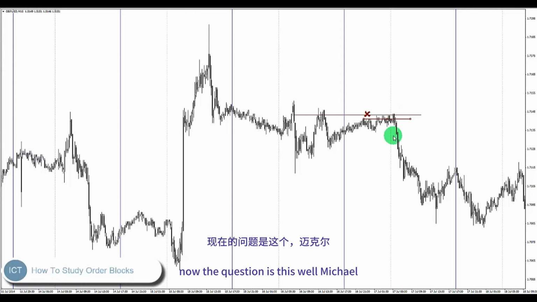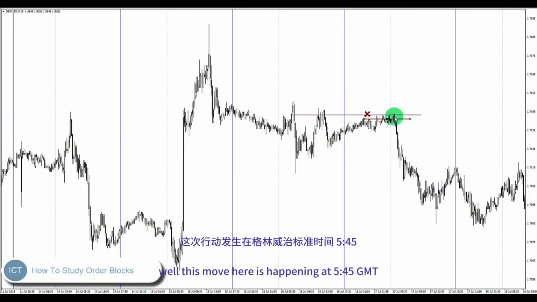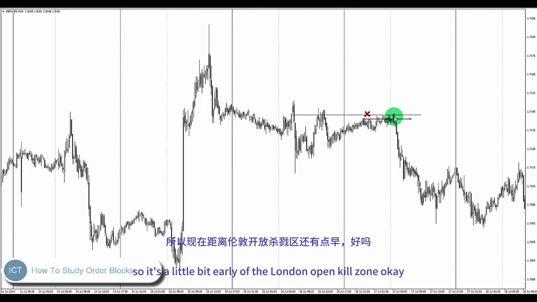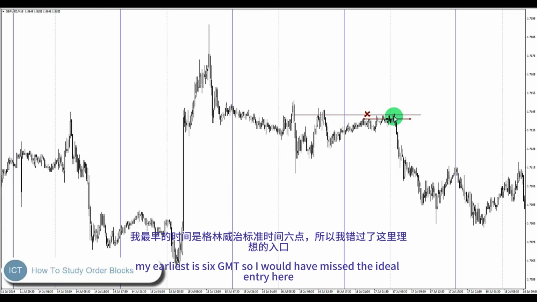Now, the question is this: well, Michael, what time is this move happening? Well, this move here is happening at 5:45 GMT. So it's a little bit early of the London Open kill zone. My earliest is 6 GMT, so I would have missed the ideal entry here unless I had a pending order.